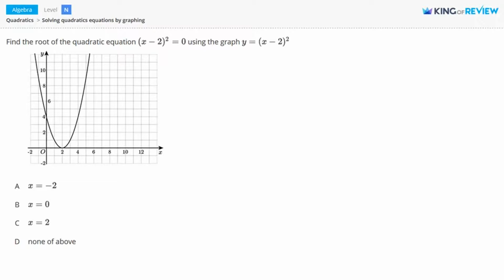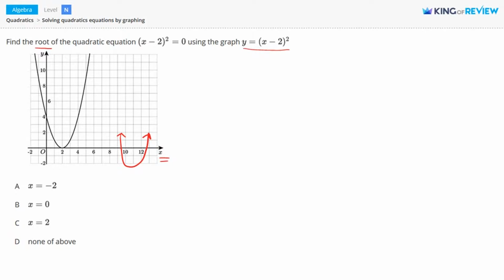Find the root of the quadratic equation (x - 2)² = 0 using the graph y = (x - 2)². So in this problem, we want to find the root of the function y = (x - 2)². Now, if we were to plot a parabola, let's say it looks like this. The root of this parabola would be where it crosses the x-axis. In other words, the x-intercepts.